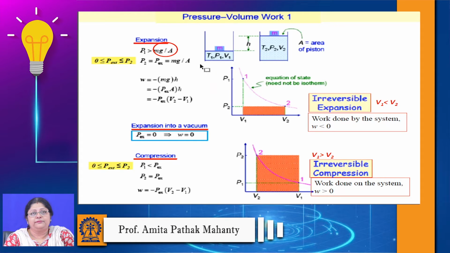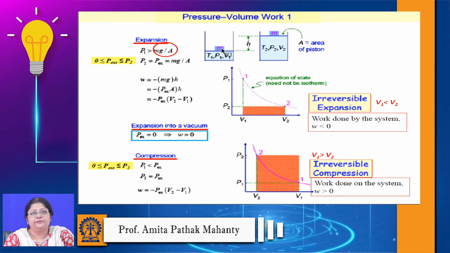Here, I had a state where P2 is higher and P1 is lower, and this is only for the expansion process. The diagram for the compression is not drawn. The diagram for compression would look something like the opposite. Initially P1 would have been here and P2 would have been here. If you have a compression, this will be larger and this will be smaller.